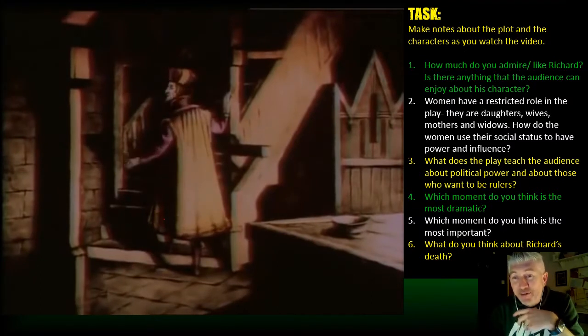So Hastings says he'd rather have his head chopped off than see Richard crowned king. So we know how Hastings feels now. And Catesby can use that information, pass it back to Richard, and Richard can then change his plan.